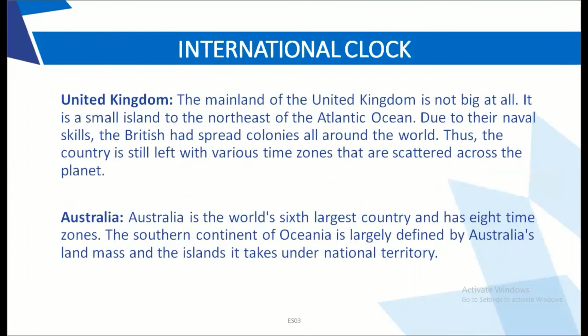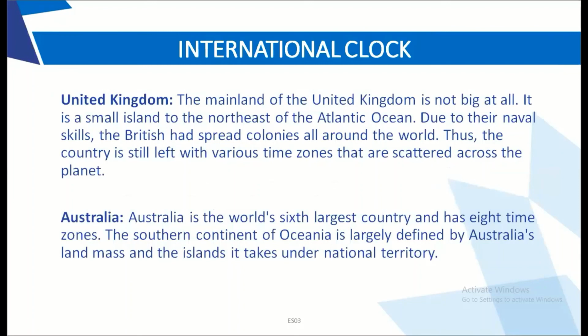International Clock of United Kingdom. The mainland of the United Kingdom is not big at all. It is a small island to the northeast of the Atlantic Ocean. Due to their naval skills, the British had spread colonies all over the world. Thus, the country is still left with various time zones scattered across the planet.